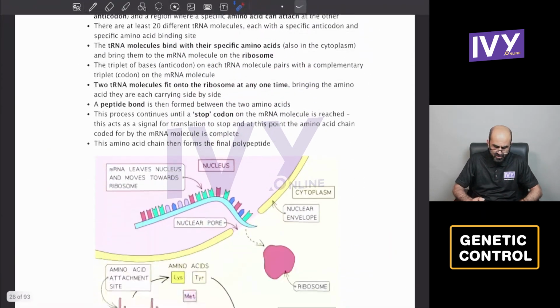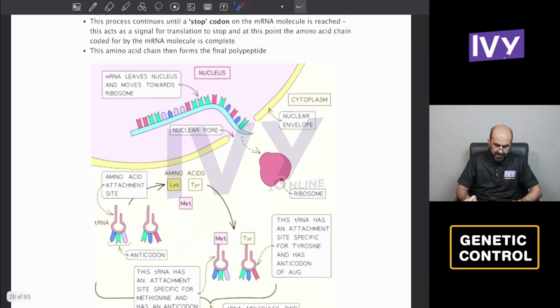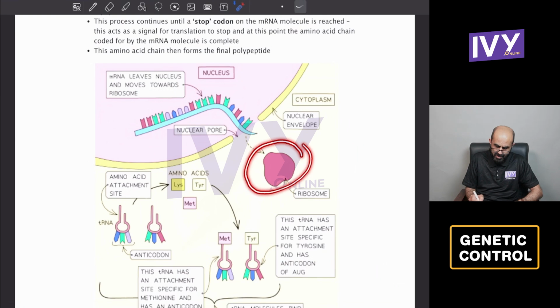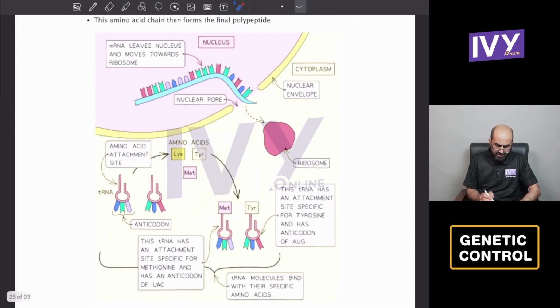Here I'm showing some more steps of translation. You can see here is the messenger RNA, which is moving outside the nucleus. Here we have the ribosomes, and here we have the different types of tRNA. This is the tRNA, and this is the anticodon. The amino acid attachment site is the CCA site. Here are the amino acids lysine, tyrosine, methionine. There are two different kinds of amino acids, each one following the anticodon to be attached there. So methionine and tyrosine are attached here, but the lysine is not attached here.